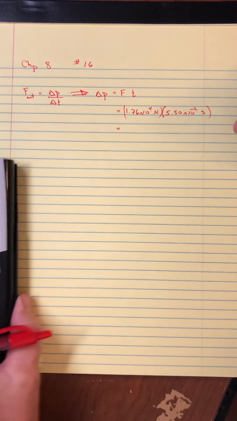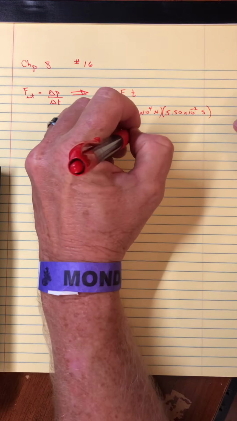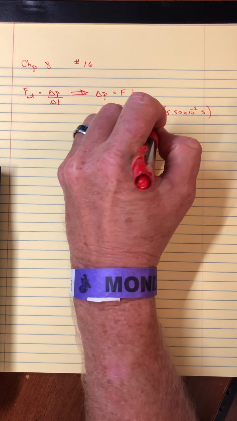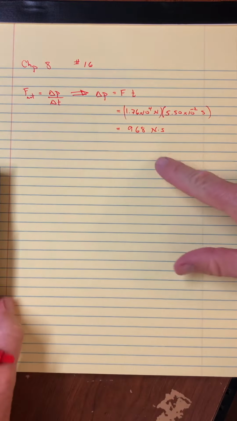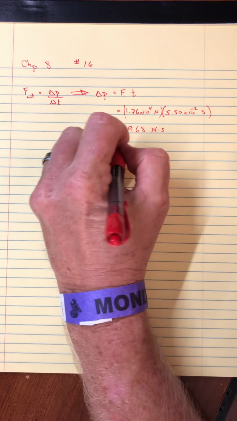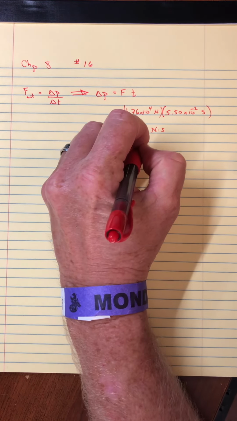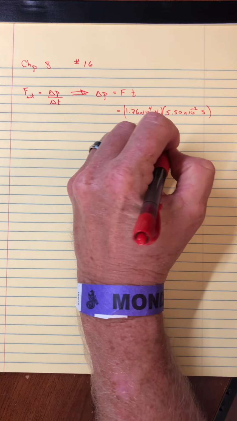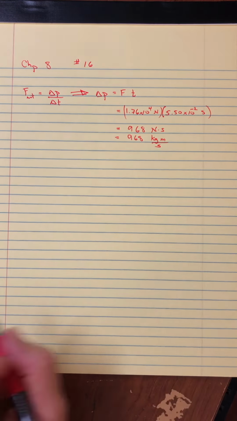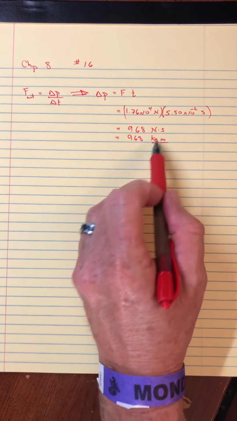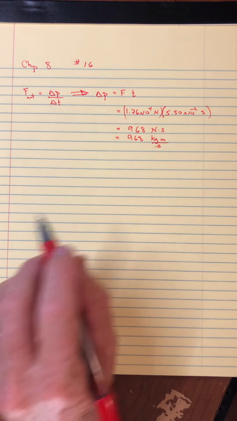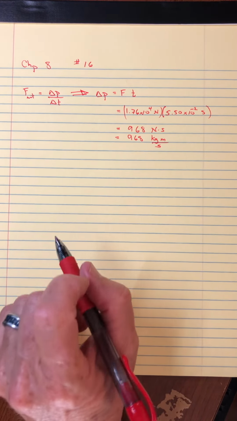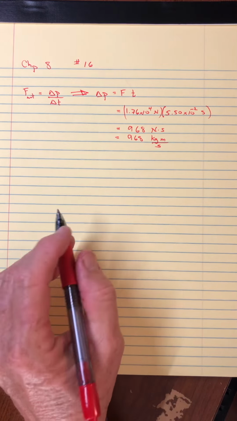This is going to be a change in momentum of 968. And the units as they look here are newtons per second, but that's the same as a kilogram meter over a second, because a newton would have, all of this with a second in the denominator. Okay. So there's the change in momentum.